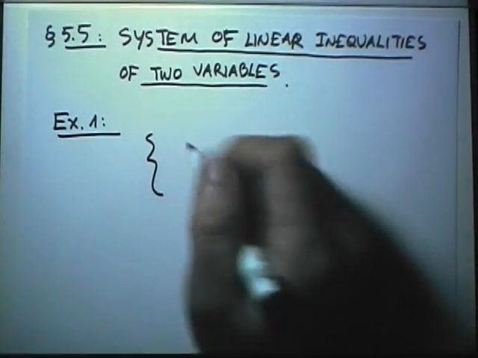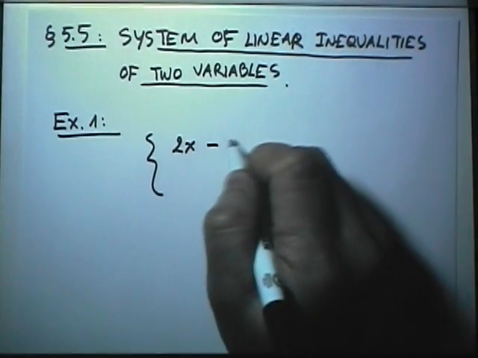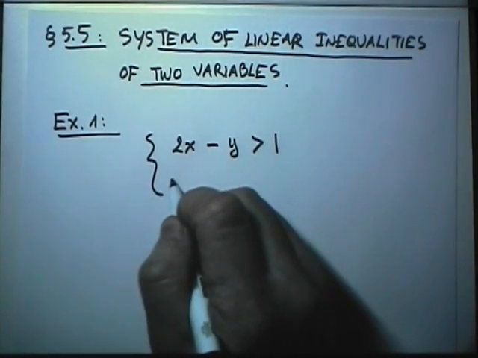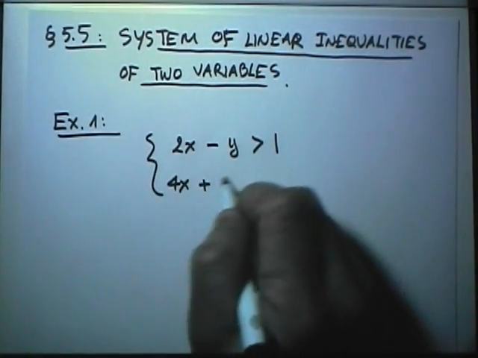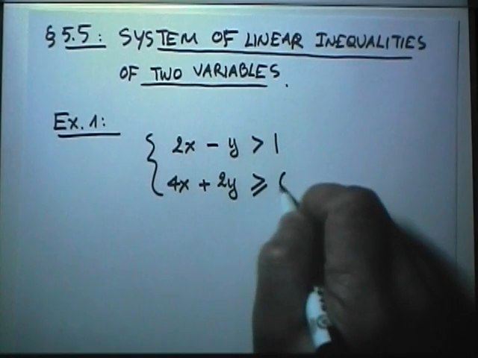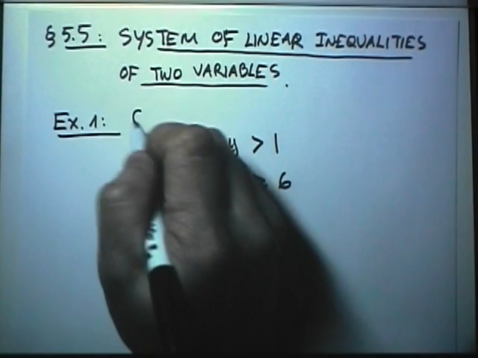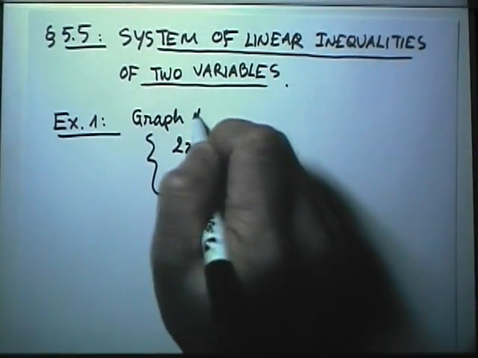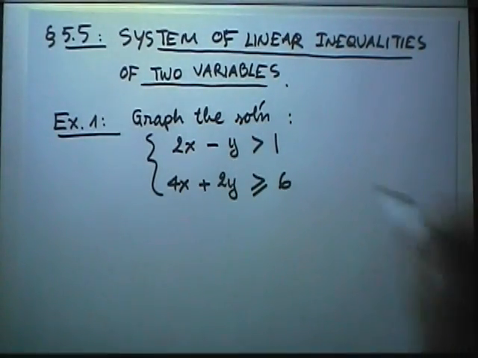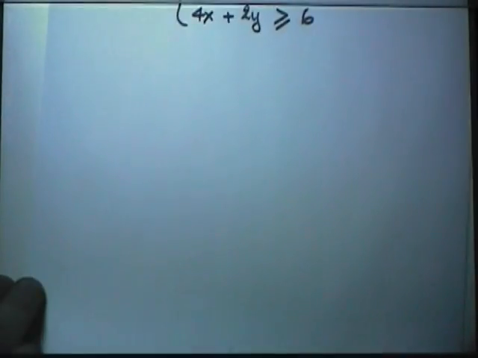It can be 2x minus y greater than 1, as we had before, and 4x plus 2y greater than or equal to 6. Something like that. And we would like to, once again, graph only the solution of that system.